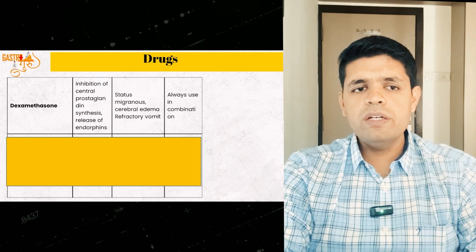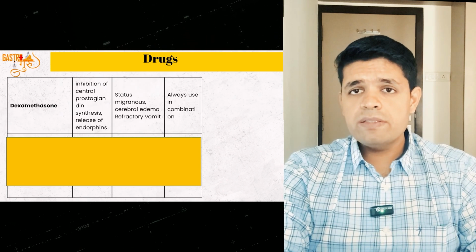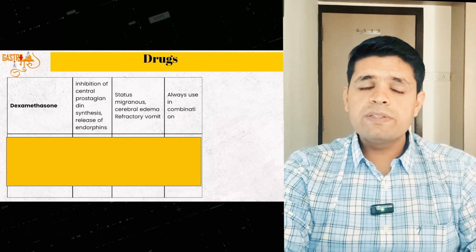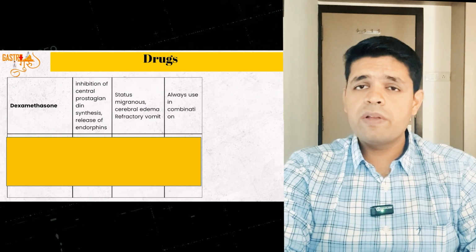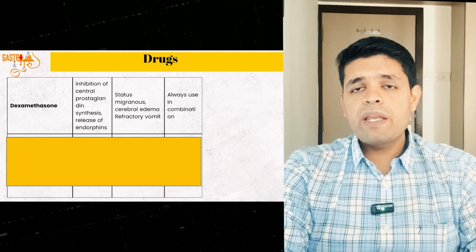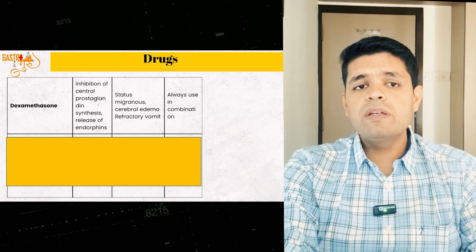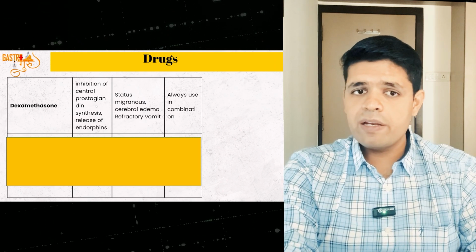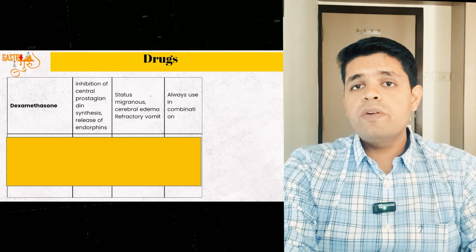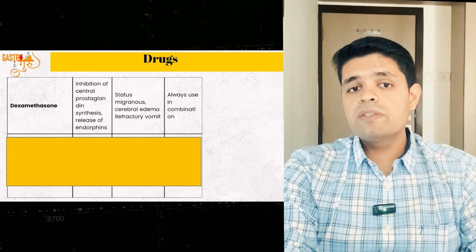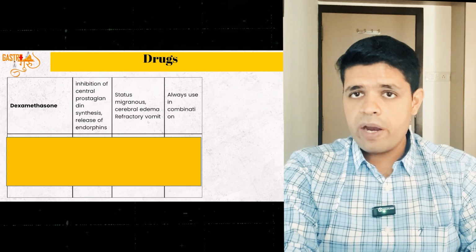Other drugs: dexamethasone. Yes, many of you will be surprised about dexamethasone as an antiemetic, but it is written in the textbooks Harrison as well as Sleisenger. The mechanism of action is that it inhibits central prostaglandin synthesis, and it releases endorphins. So it is a very good drug for status migrainosus, for cerebral edema, for any refractory vomiting.